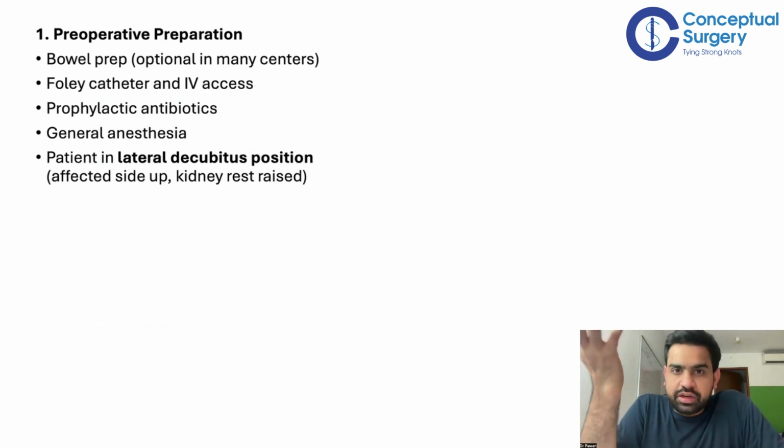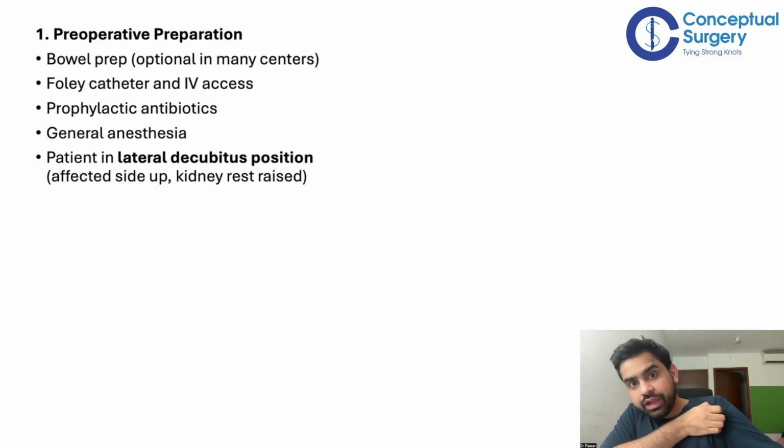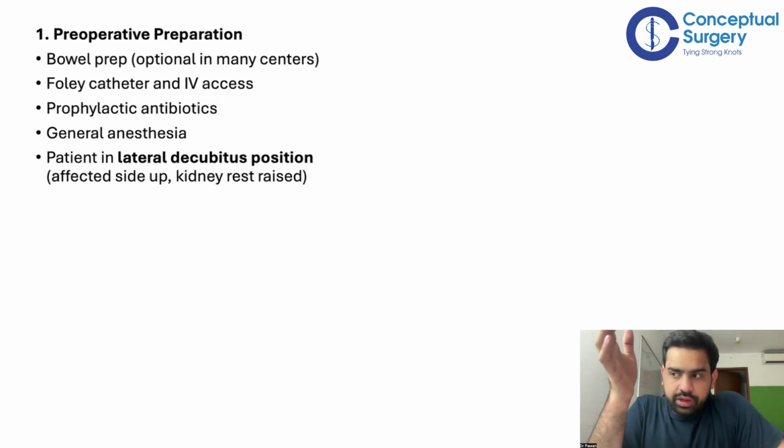So you put a Foley catheter. And you have to get IV access so that the anesthetist will be able to give drugs, and you will be able to give fluids and all those things. You give the prophylactic antibiotic. When do you give that? One hour before the surgery or at the time of induction of anesthesia.